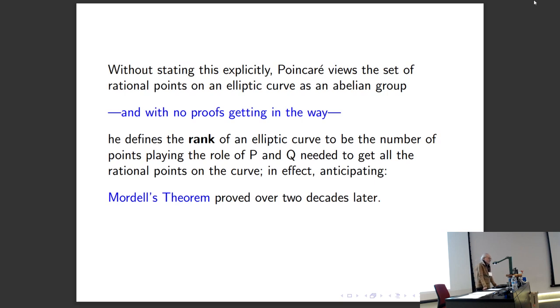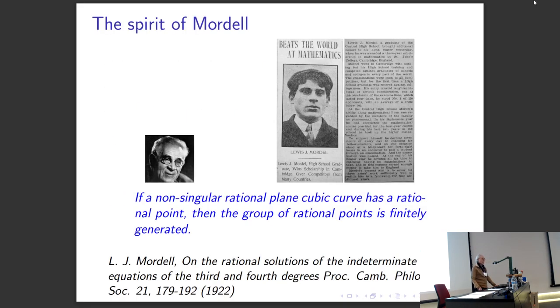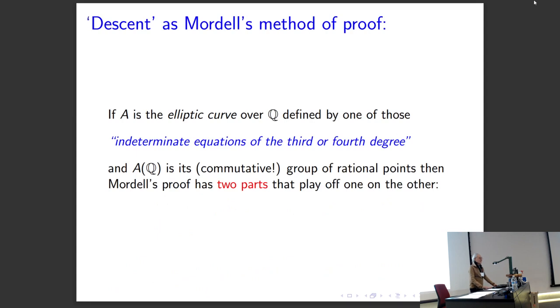Assuming, therefore, anticipating a theorem that was only proved two decades later by Mordell. Now there's age doing its work in these two pictures. So Mordell, I like the title of his paper, on the rational solutions of the indeterminate equations of the third and fourth degree. Well, you and I know what that means. You know, rational points on cubic plane curves. Okay. And he does prove that if a non-singular rational plane cubic curve has a rational point, the group of rational points is finitely generated. Now, how does he do it? He does it by descent. He called it descent, and we call it descent.